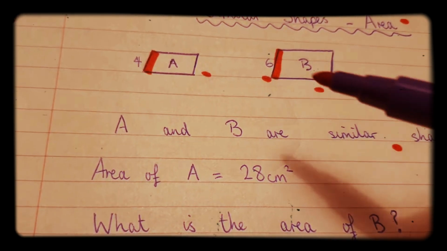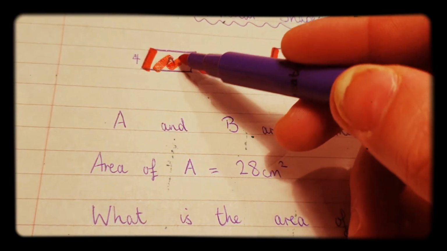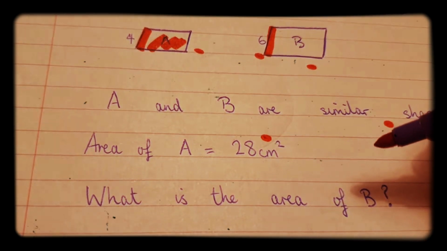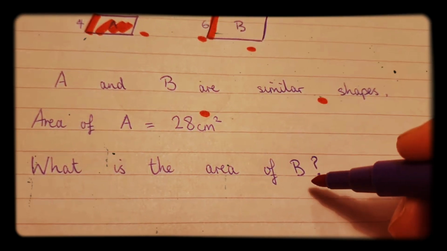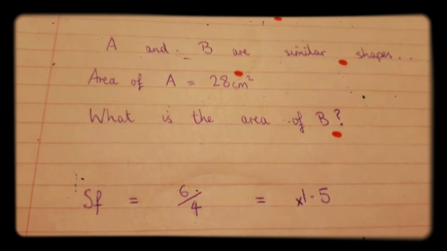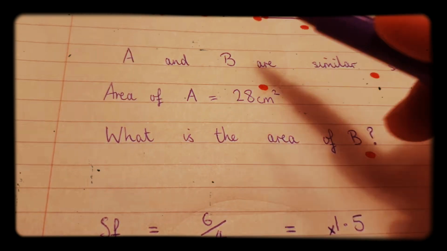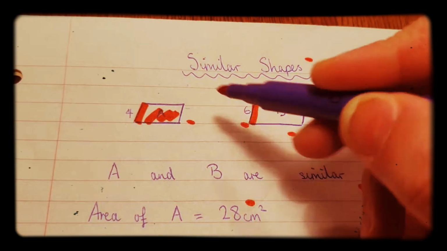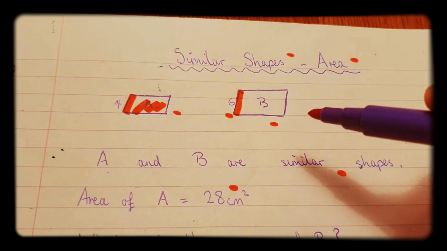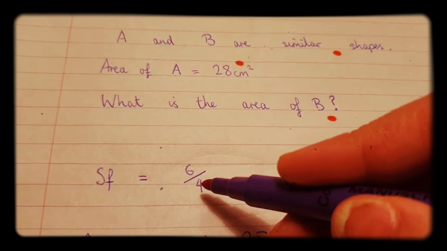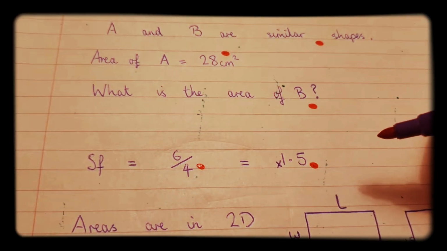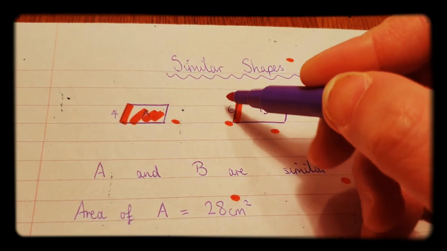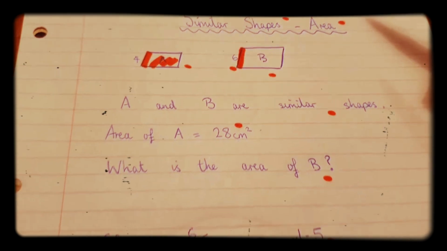The whole area of shape A is 28 centimeters squared. So what is the area of shape B? First of all, you need to figure out the scale factor between the two. We do 6 over 4 to figure out how much bigger shape B is than A. 6 over 4 is 1.5. So this side of shape B is 1.5 times larger than that one.